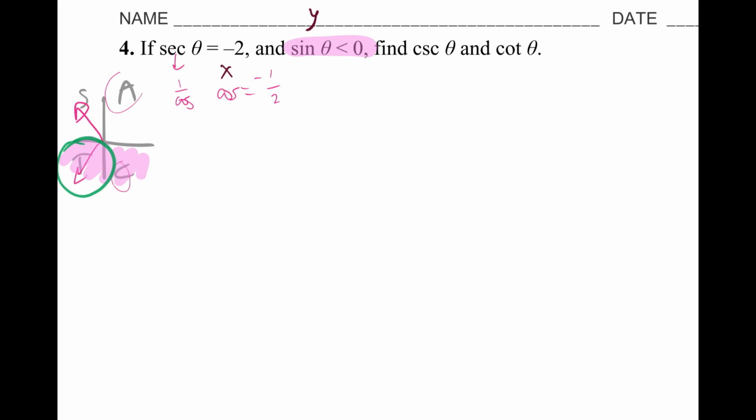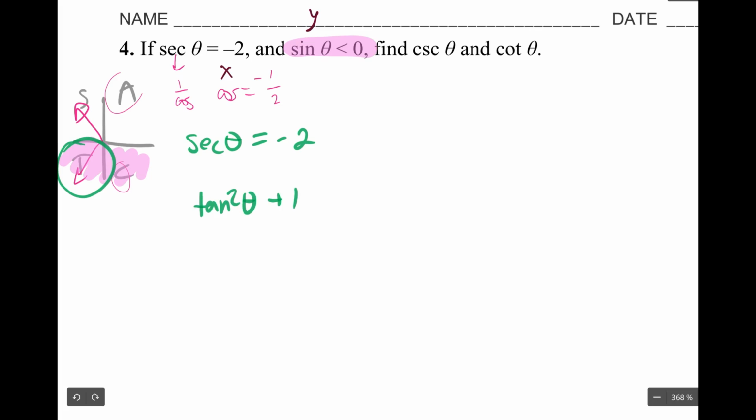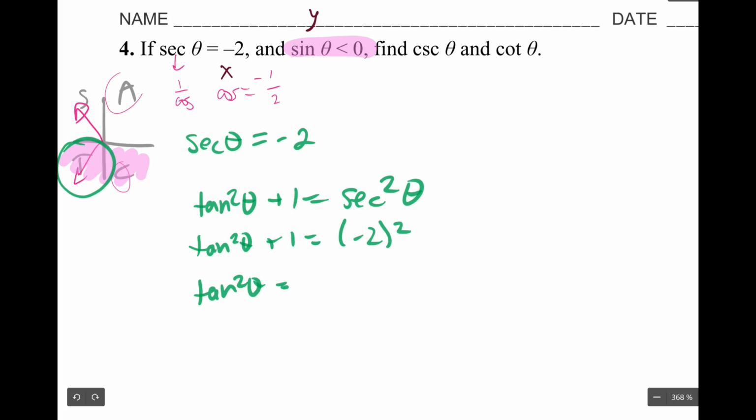Alright, so we know secant is negative 2. Do we have a Pythagorean identity with secant in it? You know that tan squared theta plus 1 is equal to secant squared theta. So I can plug in my number, negative 2 squared. Tangent squared theta is 4 minus 1, because I'm going to move this over. 4 minus 1 is 3, so tangent is going to equal plus or minus the square root of 3.